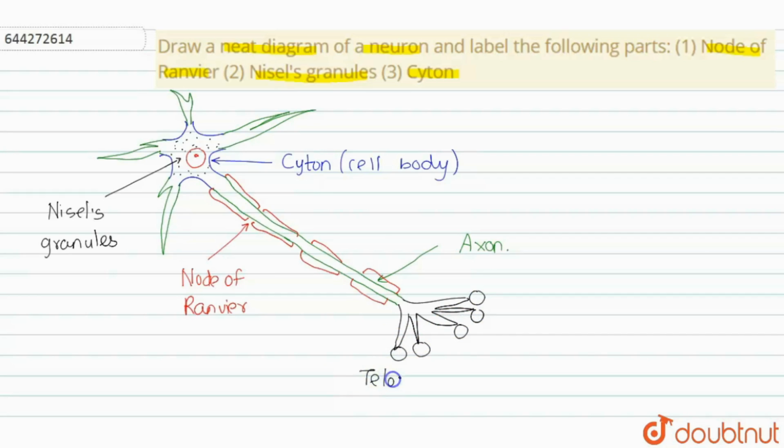These telodendrons help in releasing neurotransmitters that lead to transmission of impulse to the next neuron. So we had been asked to label the Nissl's granule, the node of Ranvier, and the cyton. So this is the cyton, this is the Nissl's granule, and this is the node of Ranvier. So I have labeled all the parts in a diagrammatic representation of the neuron. I hope I have answered your doubt.